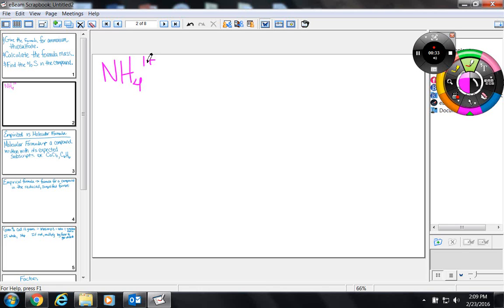Then, what is thiosulfate? S2O3, and it's a -2. Does that add up to 0? No, not at all. So you get rid of the positive, you get rid of the negative. The 1 would move down here. The 2 is going to move over there.